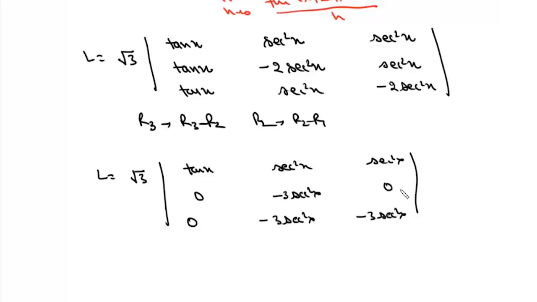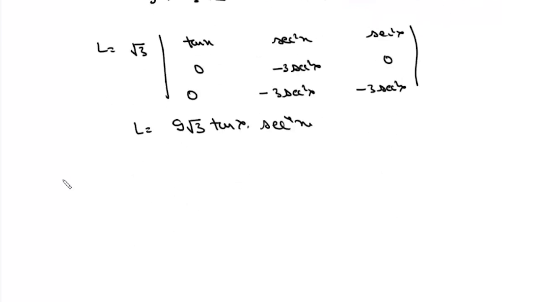So if we expand it along the first column, we'll get this as root 3 into tan x into 9 secant to the power 4 x. Now we need to find this limit when the value of x is pi by 3. So if we put x as pi by 3, this limit will be 9 root 3.